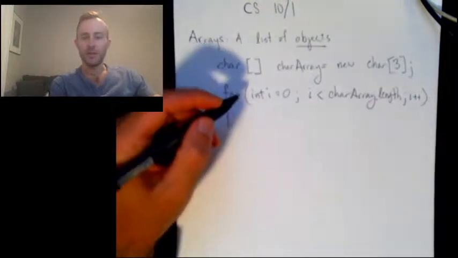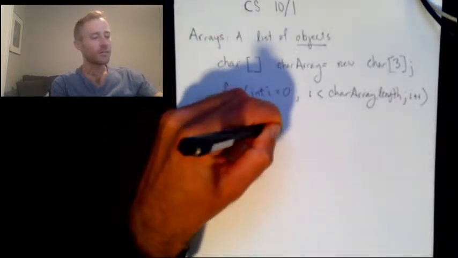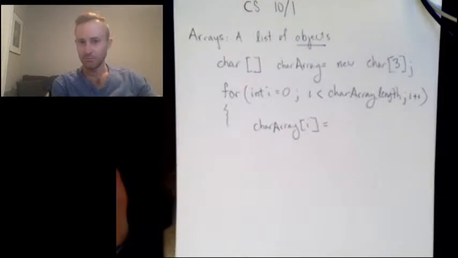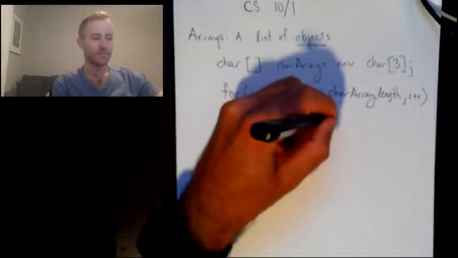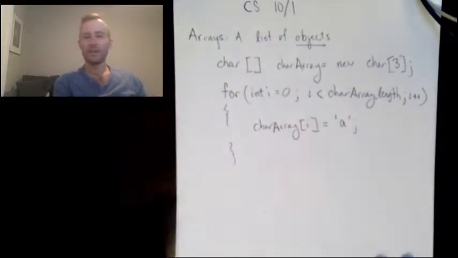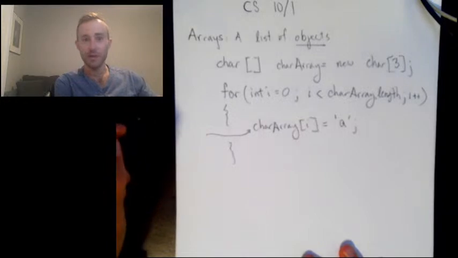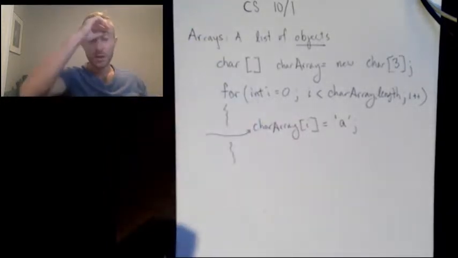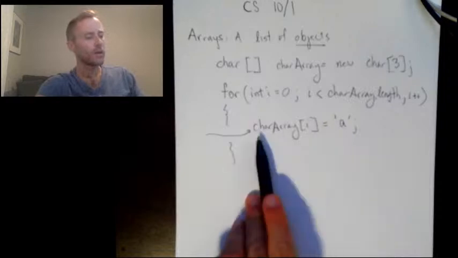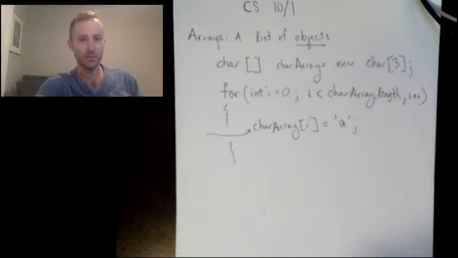And then I say maybe, I don't know, character array i is equal to, I don't know, let's say A. So what's going on right here is you're accessing the ith element of the array, and we're setting it equal to A. So this is going to set all 3 elements of the array equal to A.